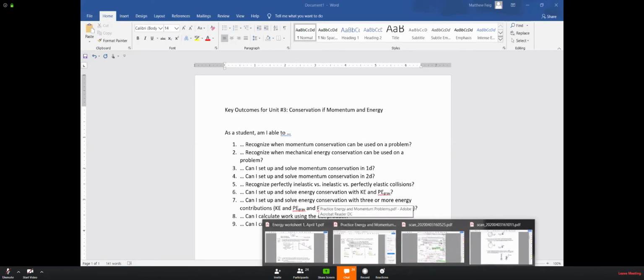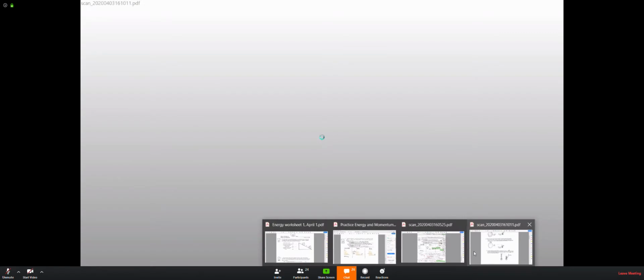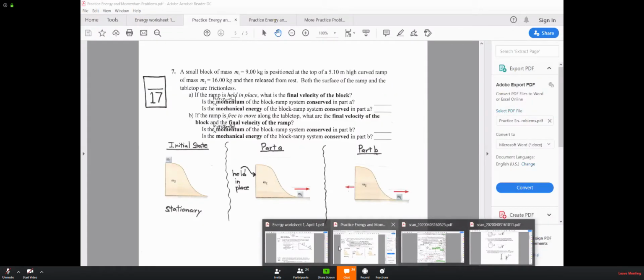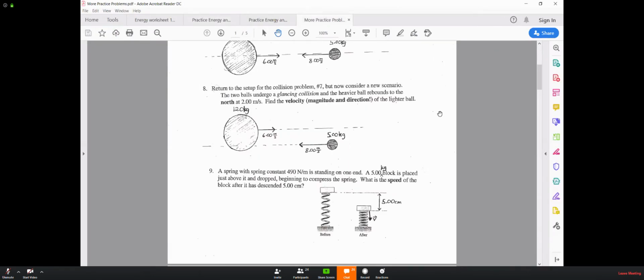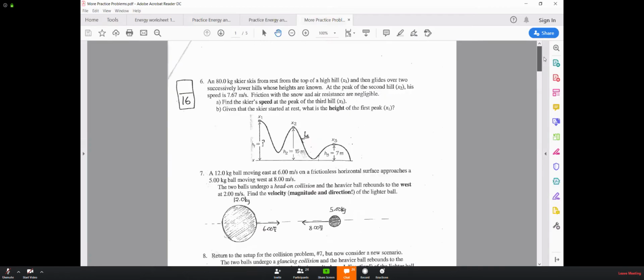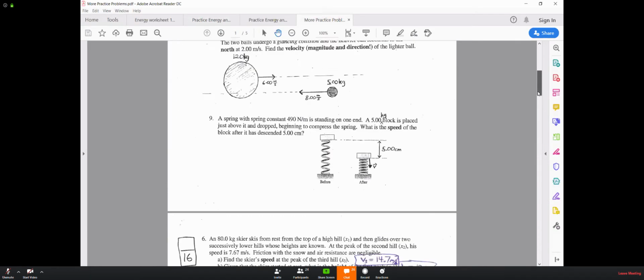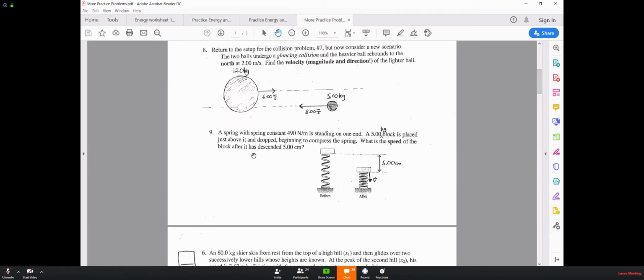Which one should I click on? Not this one. More practice problems. It's the 4th and final question right after the 2D collision. And I'm just going to talk through this one a little bit.